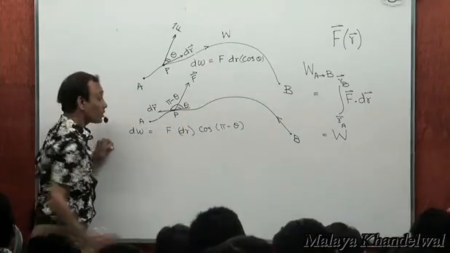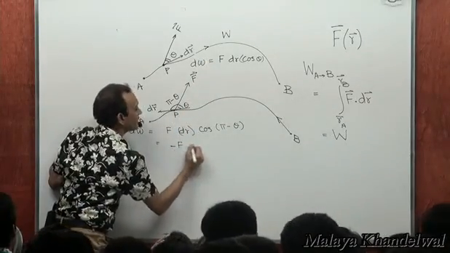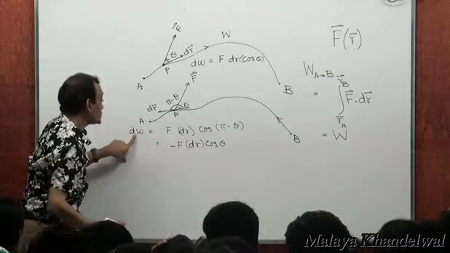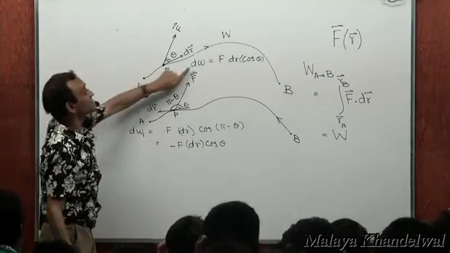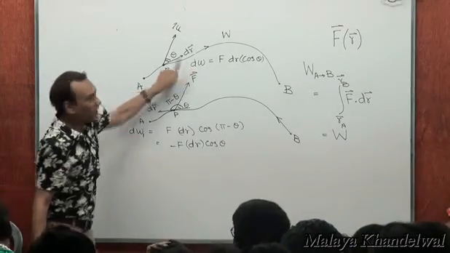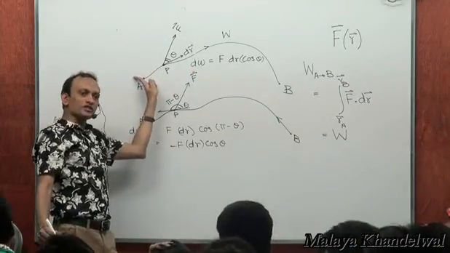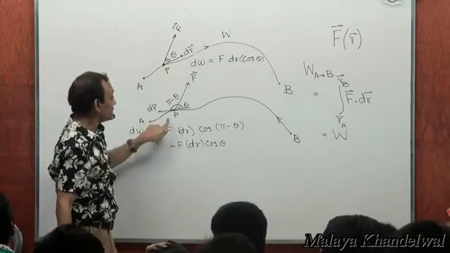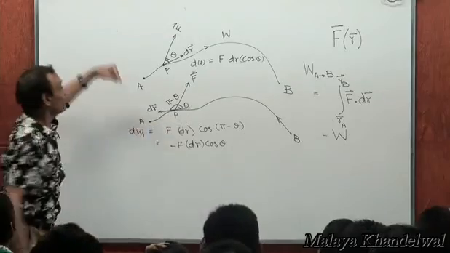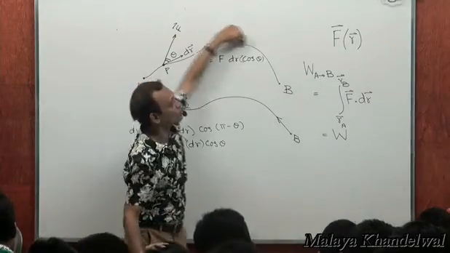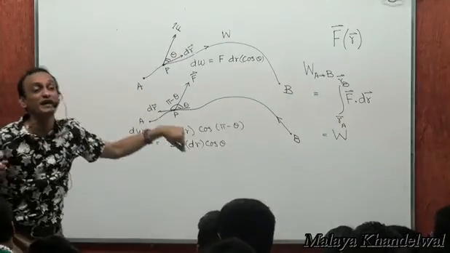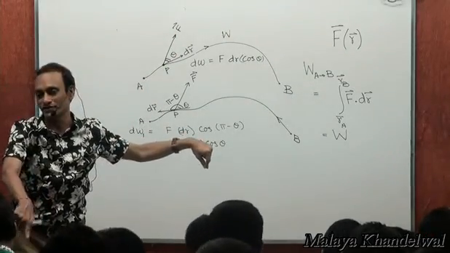Right? Which is like minus F dr cos theta is the work done in this case. That means the work done in this case, let's say dW1, is the negative of the work done in this case. For every equivalent displacement in the opposite direction, the work done would be the negative. So if the work done from A to B was W units, then along the same trajectory, the work done from B to A must have been minus W units.